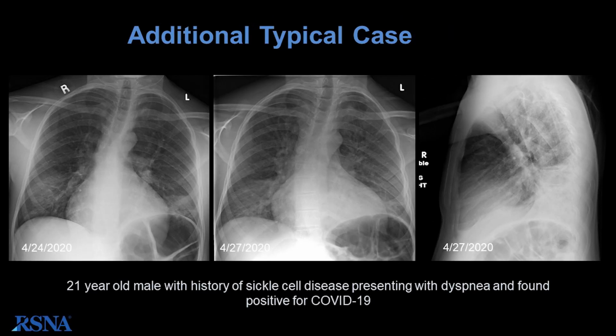This is an additional case of the typical appearance of COVID-19 pneumonia. This is a 21-year-old male who presented to our institution with dyspnea. He had a history of sickle cell disease and was found on admission to be positive for COVID-19. On chest X-ray, you see the classic distribution of lower lobe predominant ground glass opacities that tend to be more peripheral in their distribution.